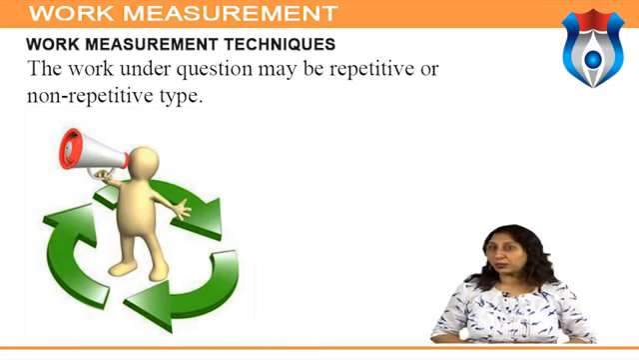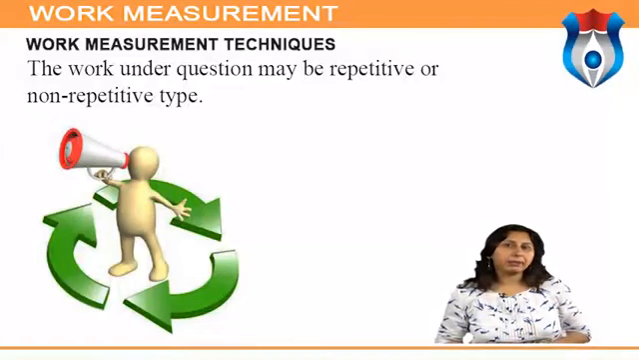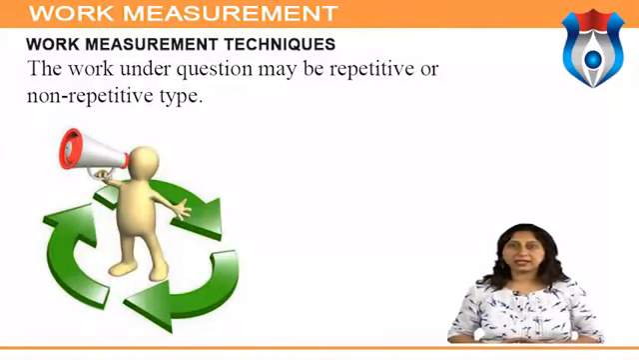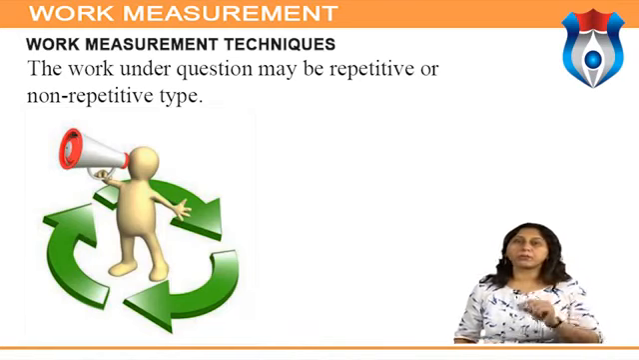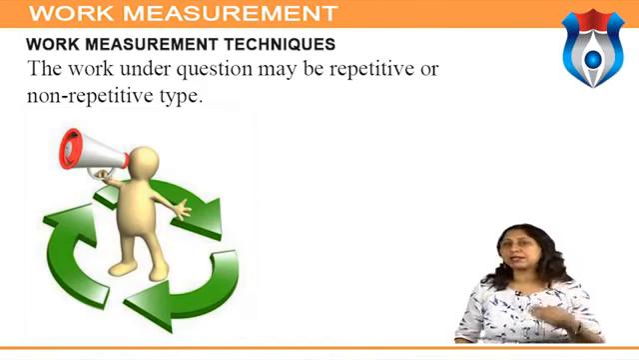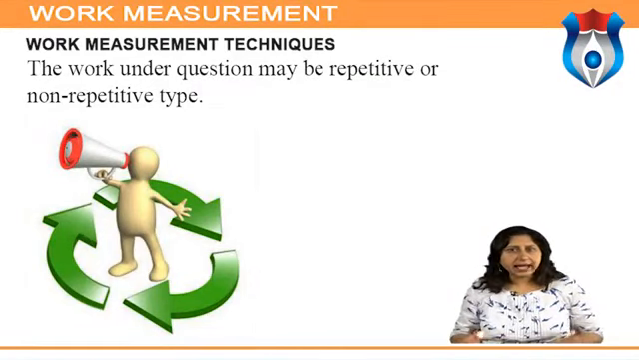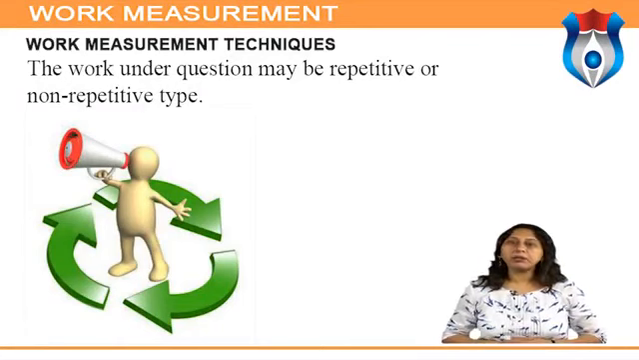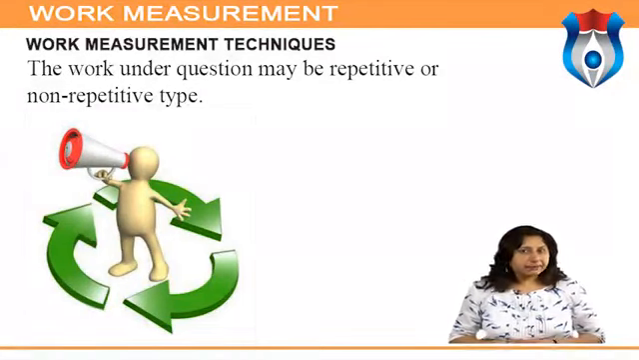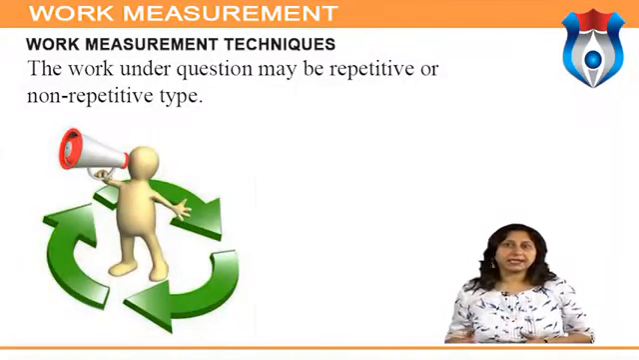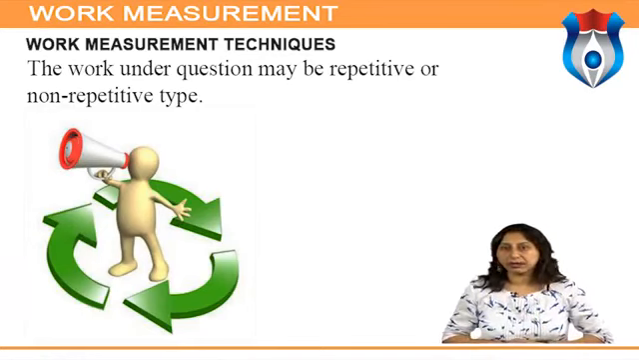Now we will discuss the work measurement techniques. The work under question may be repetitive or non-repetitive type. In repetitive operations, the elements of operations will repeat many times during the study. In non-repetitive works, the work cycle is hardly repeated. Examples of such work are maintenance work and construction work. Depending on the type of work, repetitive or non-repetitive, the proper method of work measurement is selected.